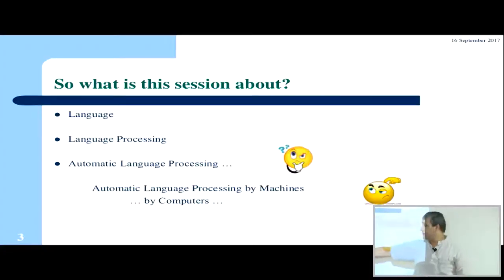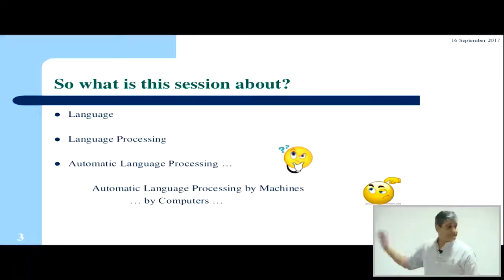Automatic language processing. Fine. So, talking in terms of computers, automatic language processing by machines, and this is how we go. We haven't yet arrived at computers. I would have loved to have the PPS playing here, so I could play the animations, but anyway, ignore this, you are not reading this. So, automatic language processing by machines.